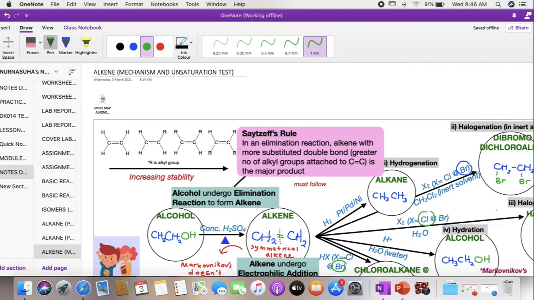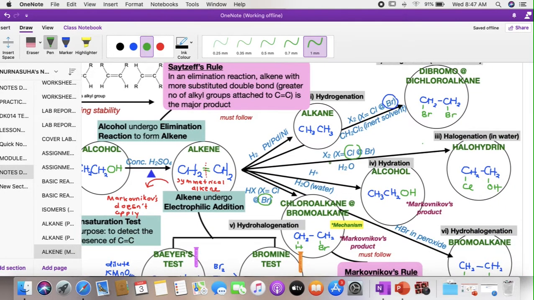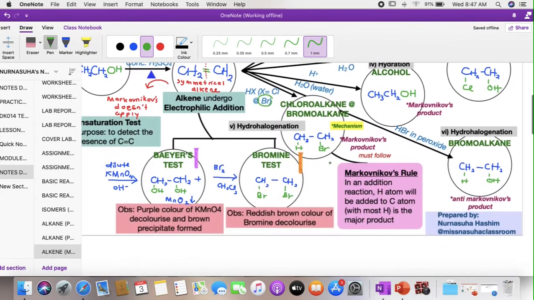Okay, so previously kita dah tengok cara nak prepare alkene daripada alcohol by using elimination reaction. So we need concentrated sulfuric acid in the presence of heat. So alkene ni is unsaturated compound. Kenapa? Sebab dia ada double bond. Dia ada multiple bond. So because of this bond, alkene undergo addition reaction. So there are 5 addition reaction that you should know.